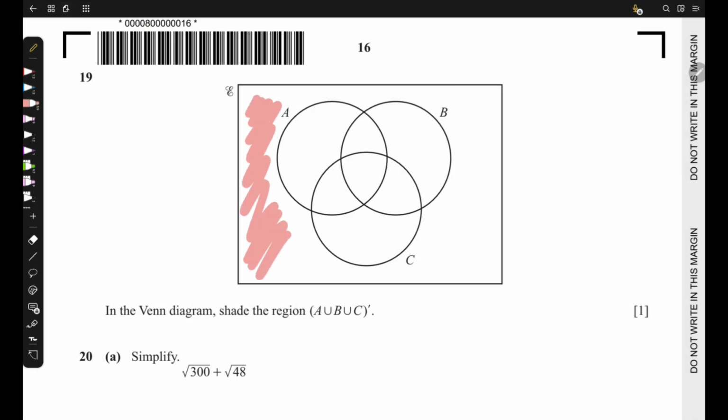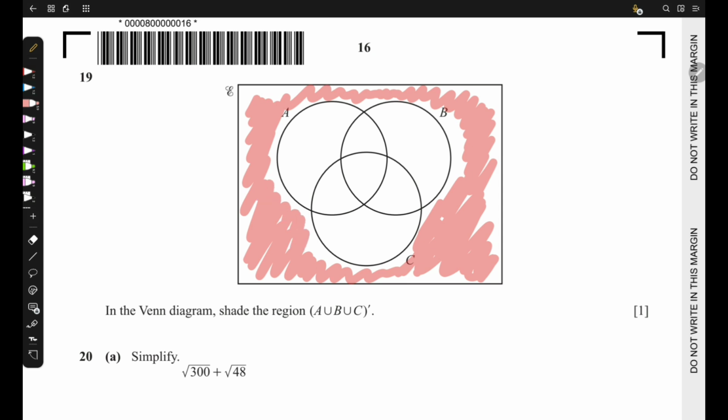This is your answer, this whole outer portion, outside of A, B and C. So that's it. So this is your answer.